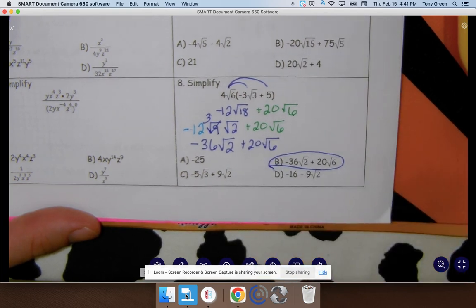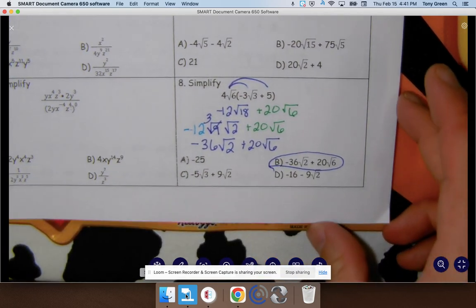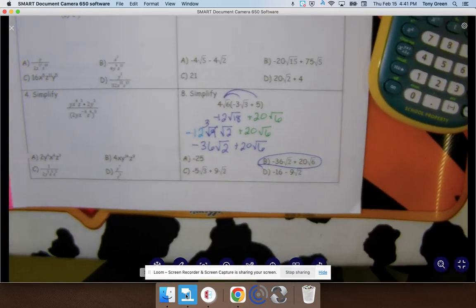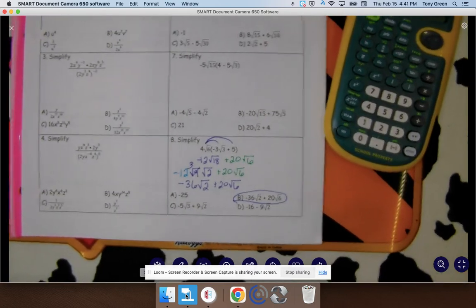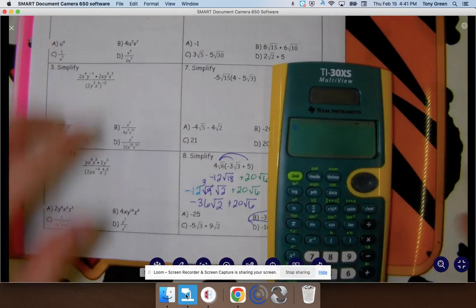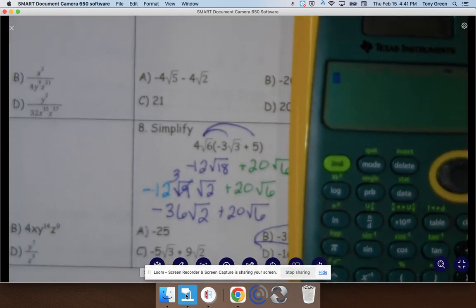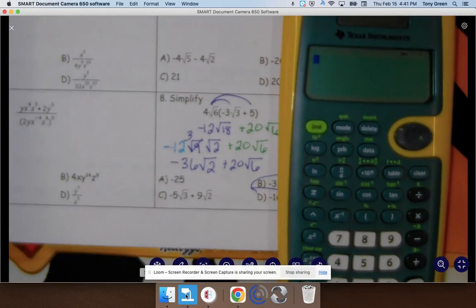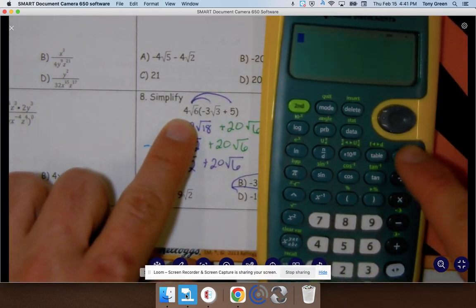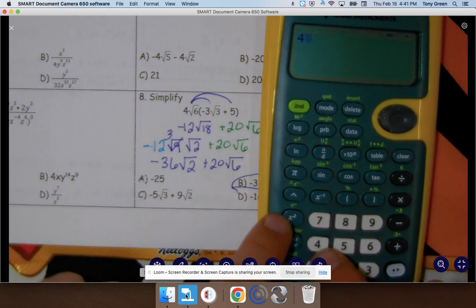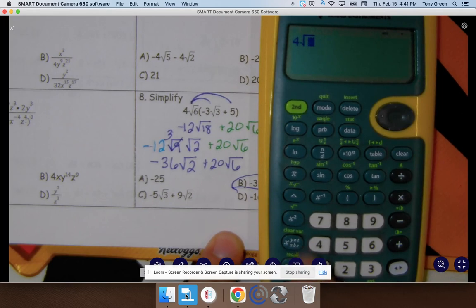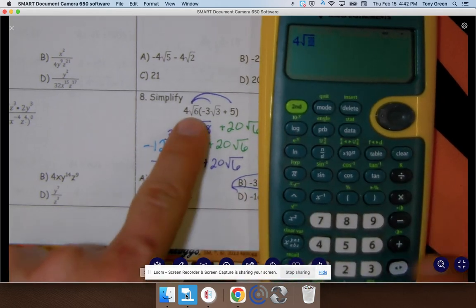Now, I'll review with you how to do this on a calculator. On the calculator, you've got to be careful that you type it in correctly. All right, so 4 square roots of 6. So 4, the square root button is above this x squared button. So you got to hit the second and then the square to get the square root of 6.